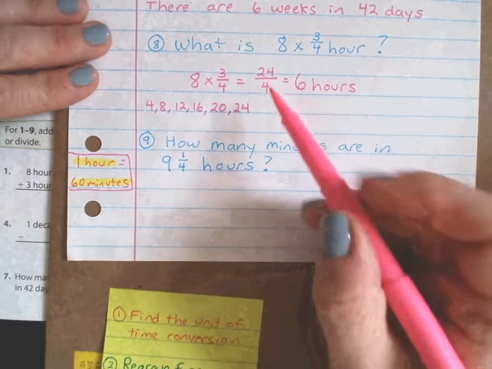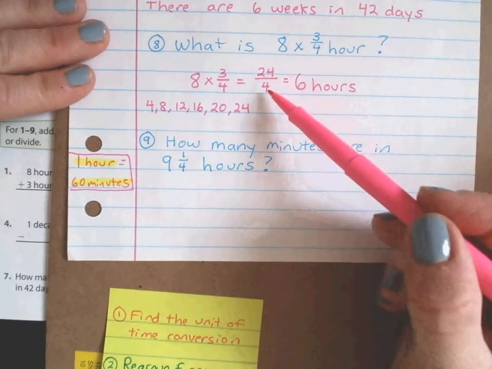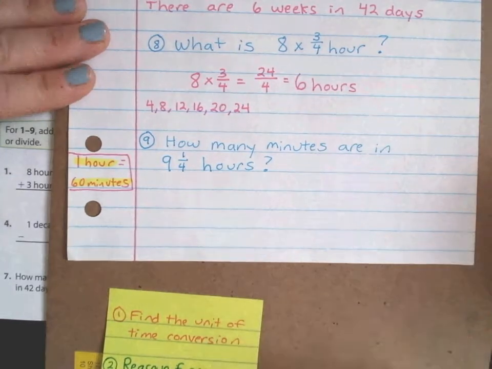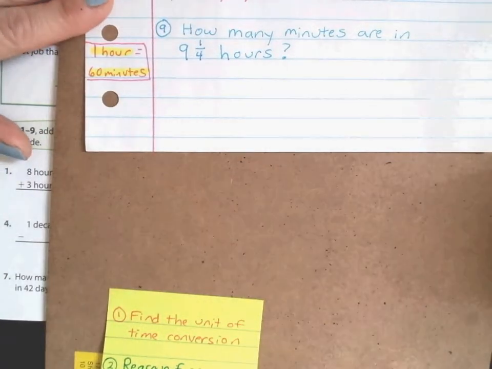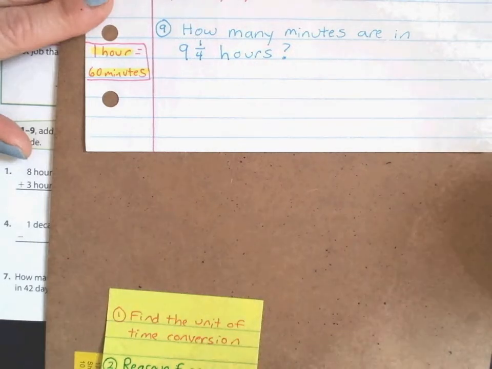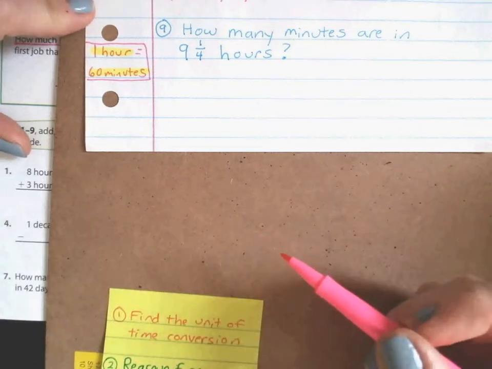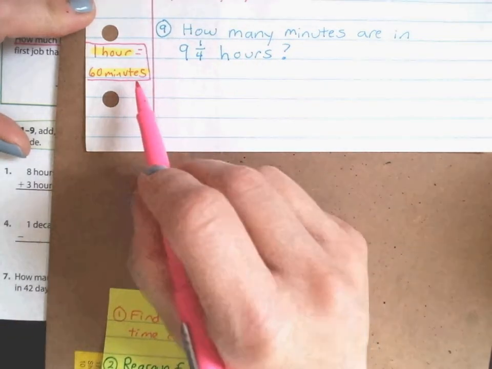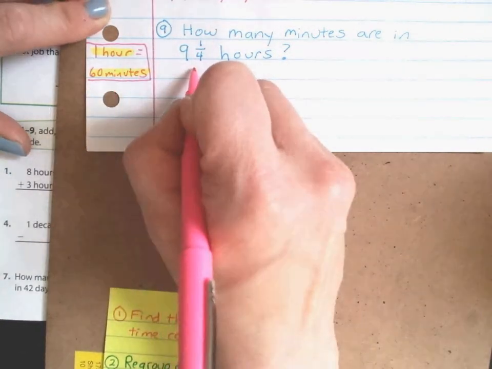So 8 times 3/4 hour is the same as 6 hours. Okay? Some of you might have started realizing that if the top number is a multiple of the bottom number, you can divide. So 24 divided by 4 is 6. So that's another way that you could figure that out. And then here, how many minutes are in 9 1/4 hours? So my unit of time conversion would be 1 hour equals 60 minutes. So there's less hours than there are minutes. So I am going to need to multiply.